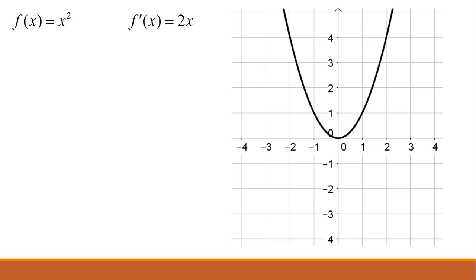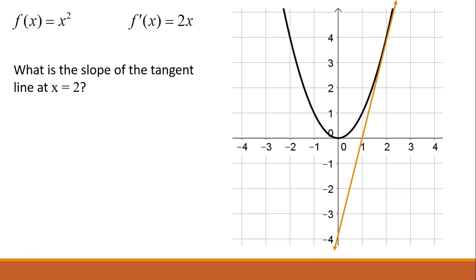Let's use the same function. It's got the same derivative. And let's find the slope of the tangent line at x equals 2. So remember, the derivative gives us the slope of the tangent line at any point. So if we want to know the slope of the tangent line at x equals 2, we'll have to substitute 2 in for x for our first derivative. So f prime of 2 is 2 times 2, which is 4. So the slope of that tangent line is 4.